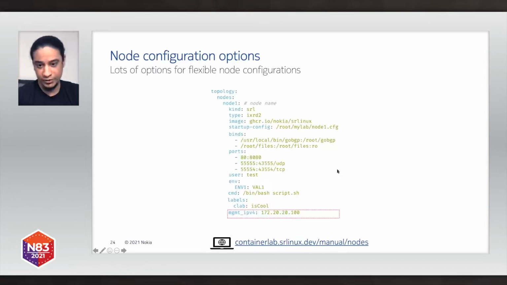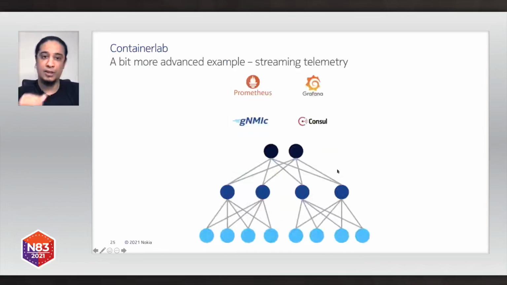So I encourage you to go there and read more details about them. So next, let's try to see a lab, or deploy a lab that uses some of these configuration options. The lab I will go through today is a streaming telemetry lab using a standard streaming telemetry stack: GNMIC as a collector, Prometheus as a TSDB, and Grafana for visualization.